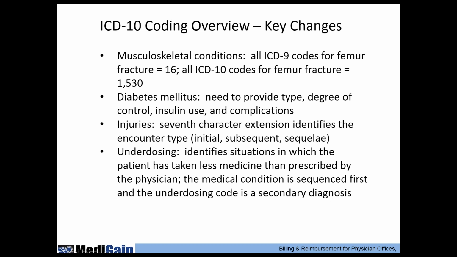Injuries change significantly. As I mentioned, you now need to include what is the encounter type. Is it an initial, subsequent, or sequelae? So if you do not have that in there, then that would not be a correct code, and so we would expect the payer would deny that code and send it back if you did not designate if it's initial, subsequent, or sequelae.